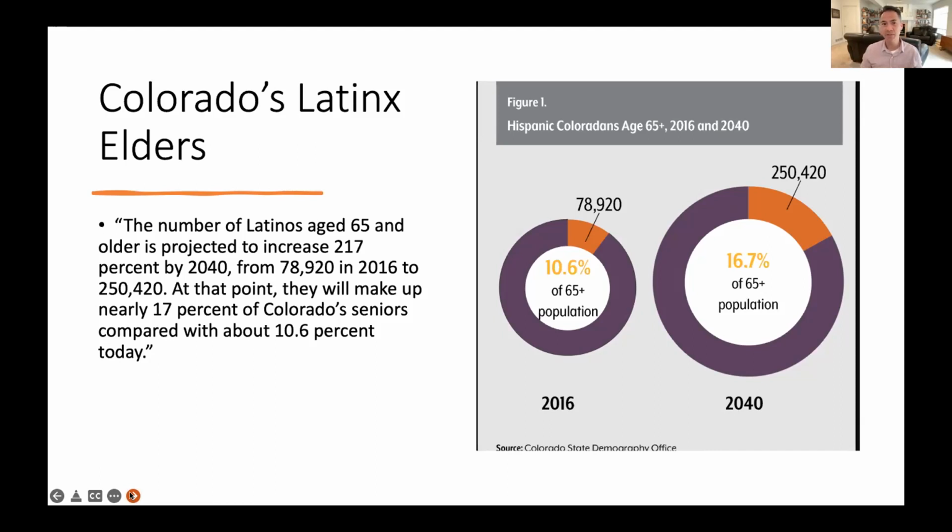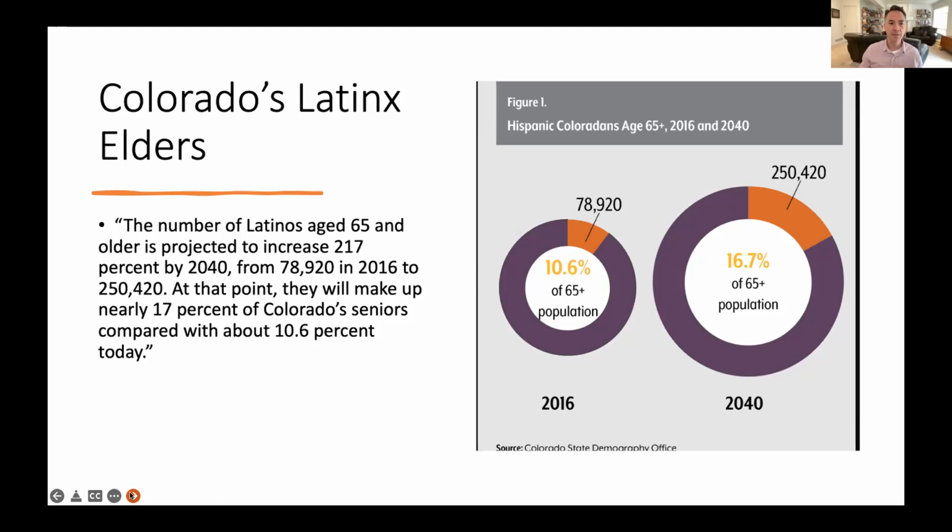But in Colorado and other parts of the country, the Latinx population is increasing. So as medical people, we need to be prepared to treat our patients no matter where they come from. As the numbers of folks increase, we need to be prepared to treat our patients.